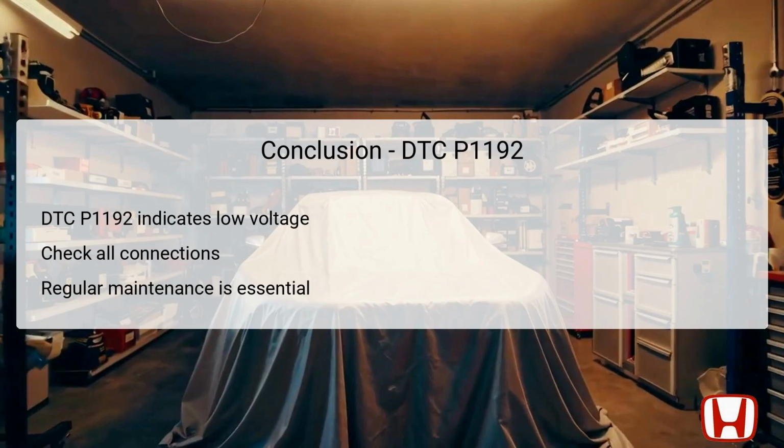By engaging in preventive maintenance practices, such as regularly inspecting sensors and electrical connections, vehicle owners can mitigate the risk of future issues and keep their vehicle running smoothly. This comprehensive approach to DTC P1192 not only aids in troubleshooting, but also reinforces the importance of a well-maintained vehicle for longevity and efficiency.